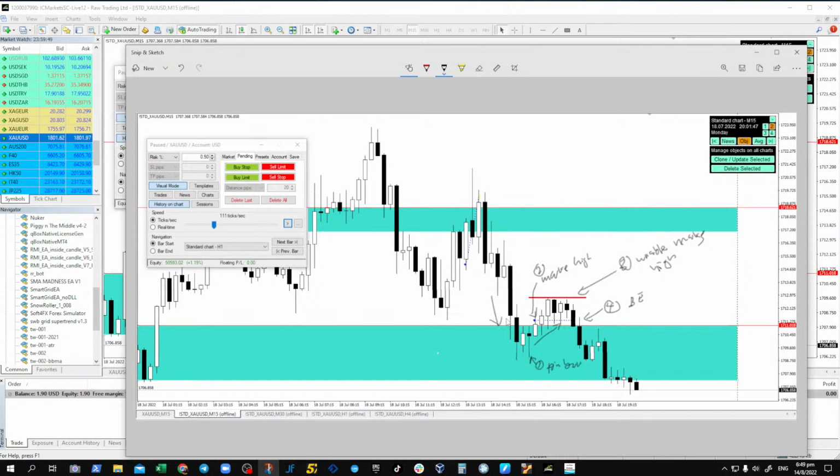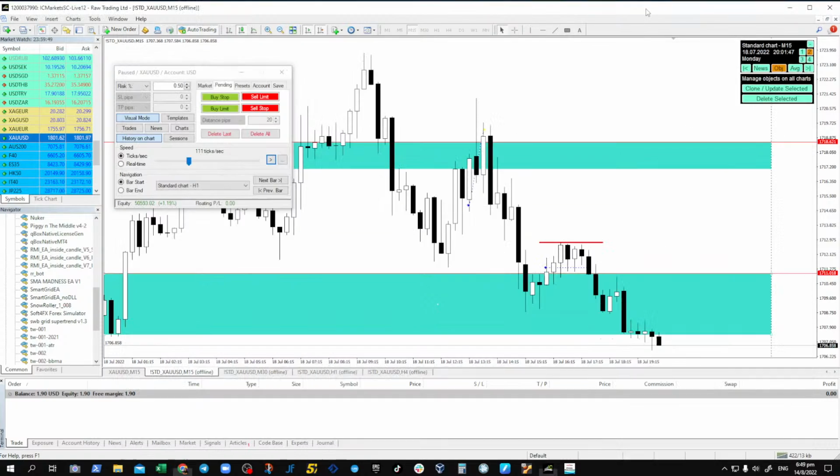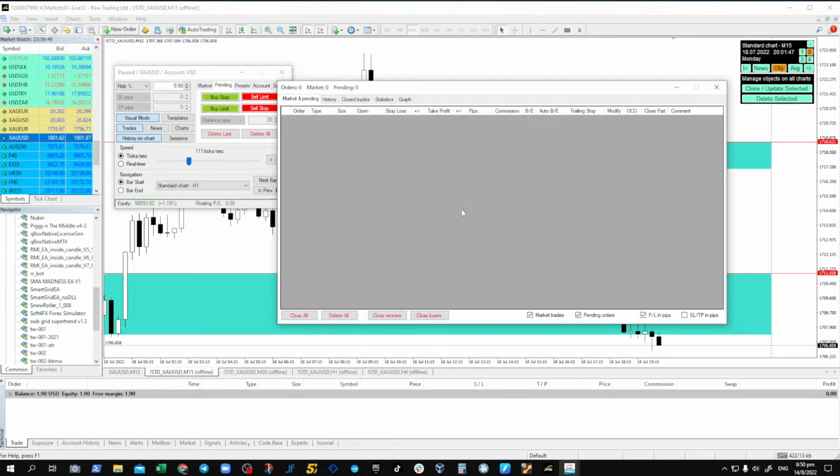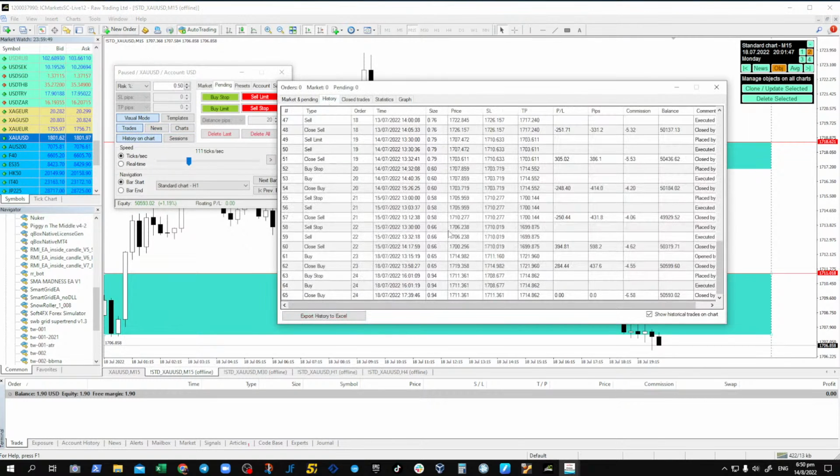Okay, so this is trade number 18 for the month of July. The date is the 18th of July. And if we look at the history, that trade was triggered at 16:21 hours.